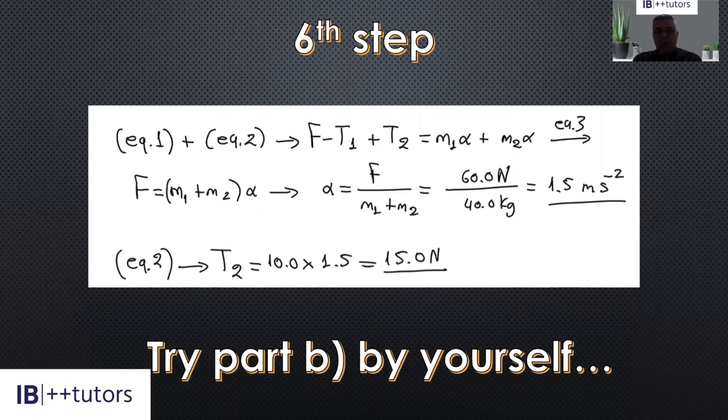We can rearrange and solve this final expression for A. We plug in the numbers and we get 60 over 40, which gives 1.5 meters per square second. The final answer is that the tension, if we go back to equation 2, is also 15 newtons. I think it's clear, isn't it?